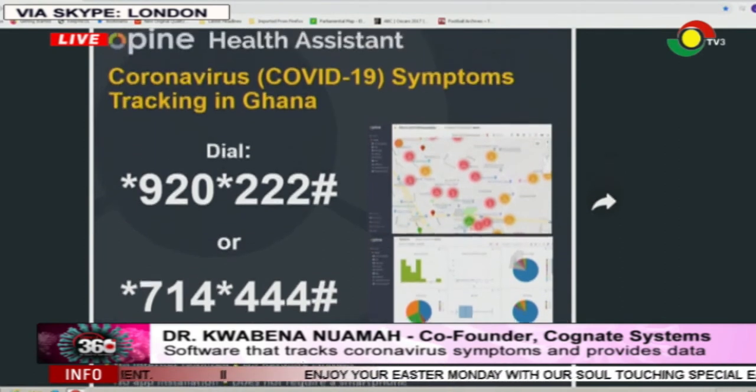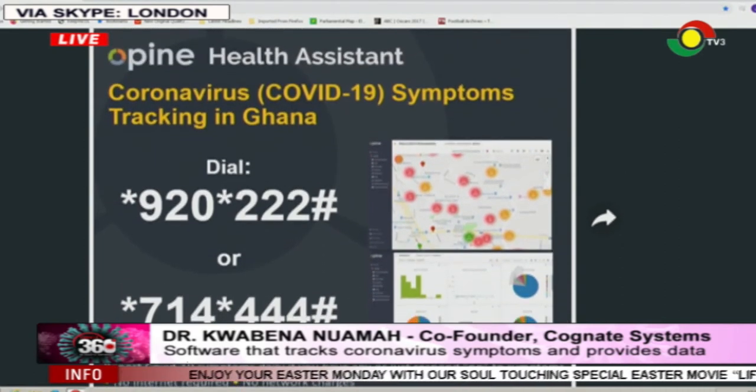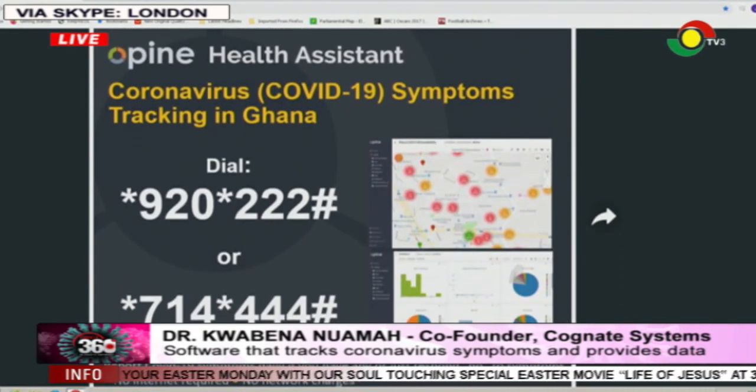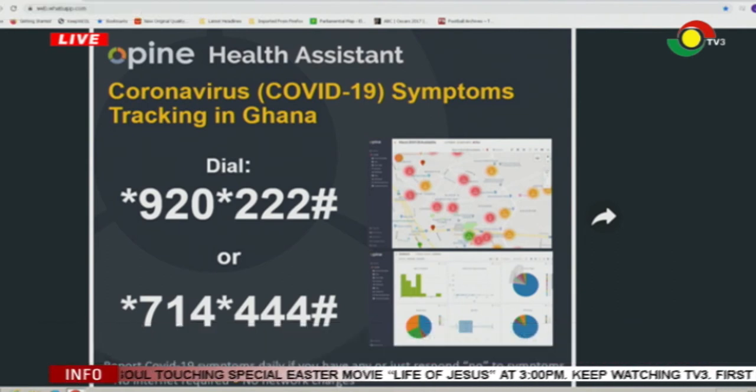So when you dial these numbers, what does it do? When you dial the number, it gives you a sequence of questions that might be related to the symptoms that one would exhibit when they have caught or been infected by the virus. Or in cases where they are healthy, they can simply respond, "I am healthy," and that notifies the system that this individual in this part of the country is in good health.